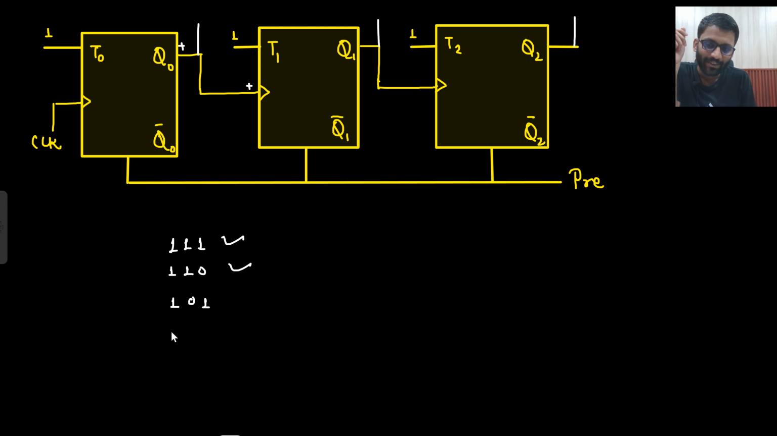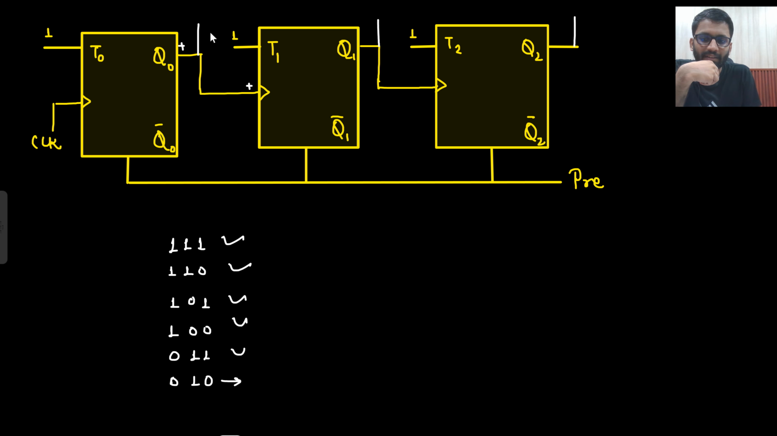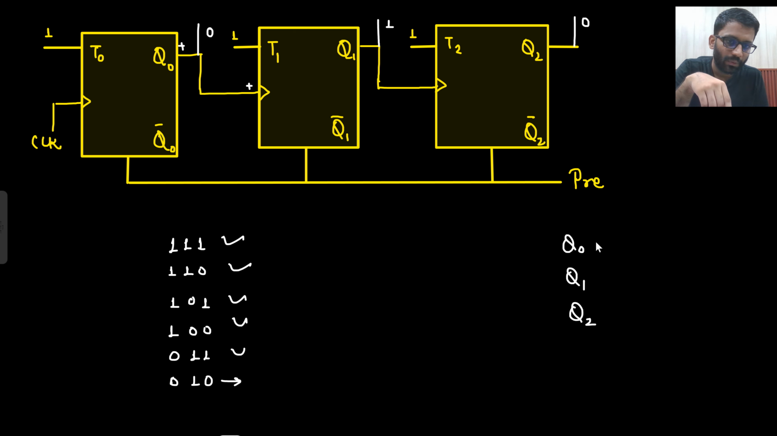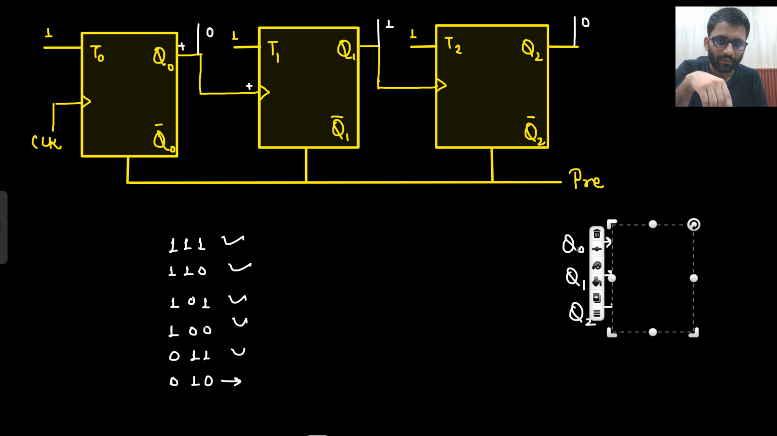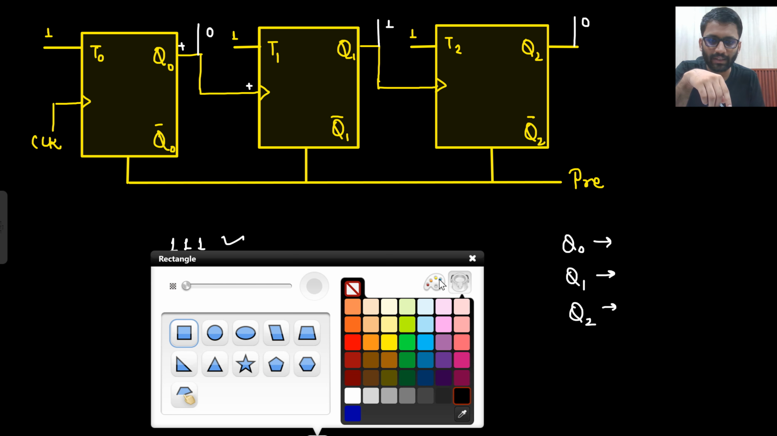5 I need, 4 I need, and 3 I need. So these I need. This counter next will give me 0 1 0. This is what this counter will give me. Just as I get 0 1 0, I will take these outputs, which are Q0, Q1 and Q2, and give them to a combinational circuit.